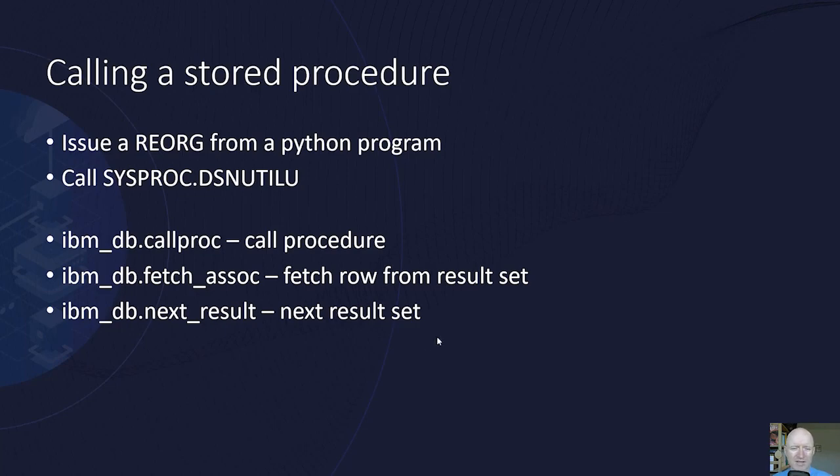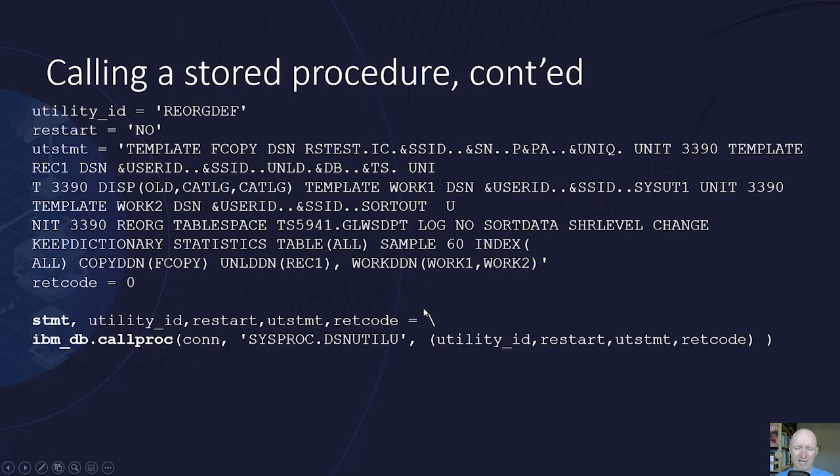For calling a stored procedure, IBM DB has a call proc, and then it has fetch as SOC and next result for fetching rows from a result set and then iterating over result sets. Some stored procedures return multiple result sets, and so you have to iterate through those if you need them. So here's some sample code. The first part here are my parameters to DSNUTILU, the utility ID, restart, yes, no, the actual utility statement.